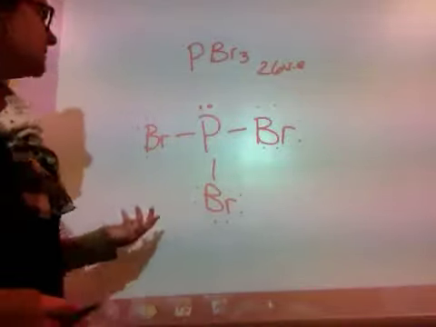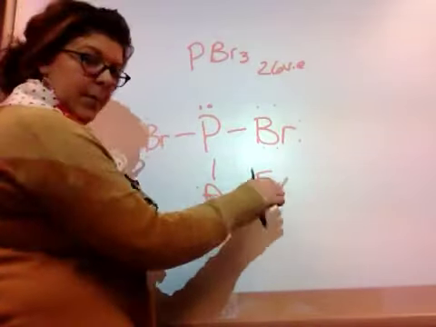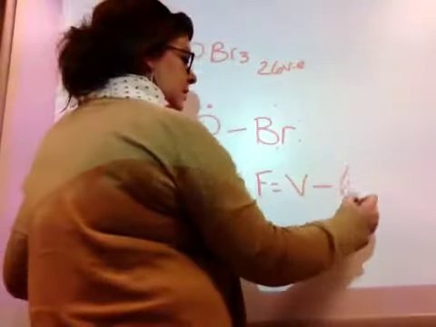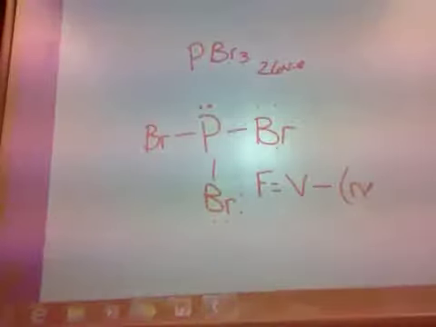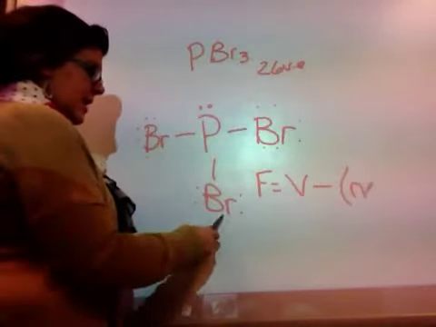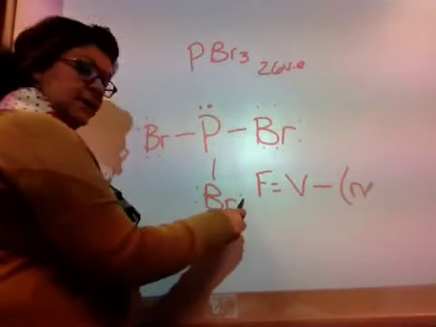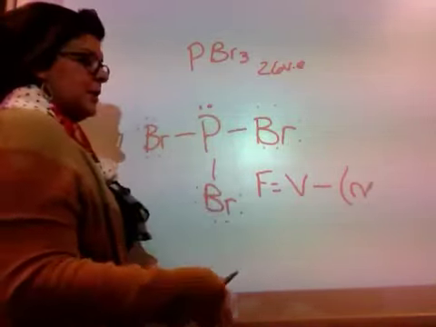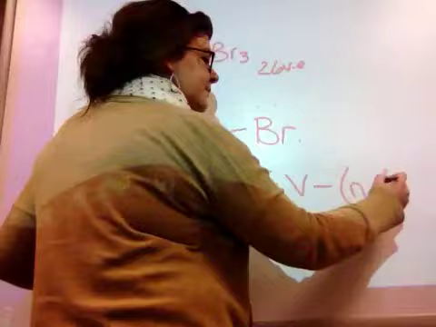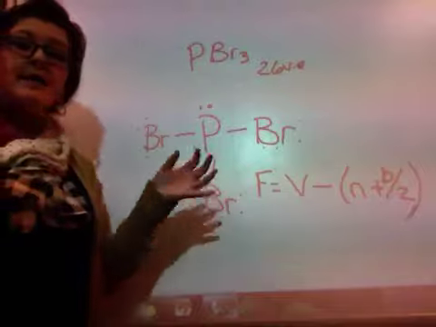Remember that formal charge, F, equals the number of valence electrons minus N. Do you remember? N is the number of electrons that are in lone pairs. So here's a lone pair, here's a lone pair, here's a lone pair, so I would have 6 electrons in lone pairs, just to remind you what a lone pair is. So valence electrons minus electrons in lone pairs, plus B over 2. B, remember, was the number of electrons that are in bonds.